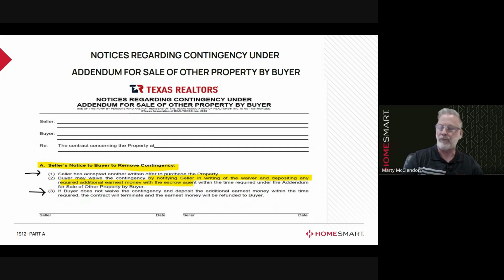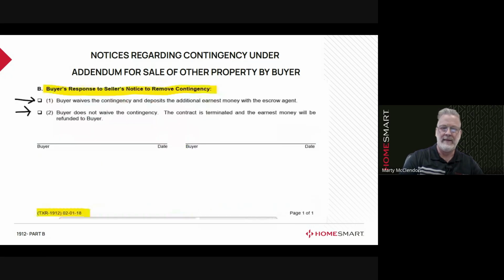Okay. Part 2 of this is the response. Buyer's response to the seller. Okay. Buyer waives the contingency and deposits the additional earnest money with the escrow agent, right?